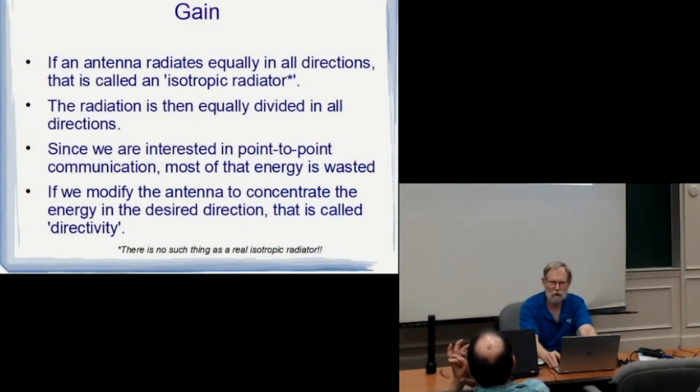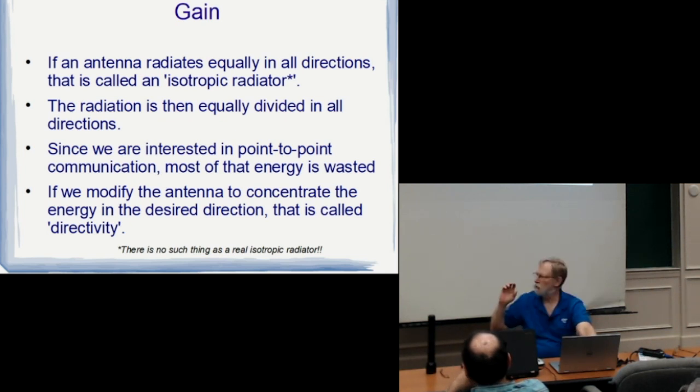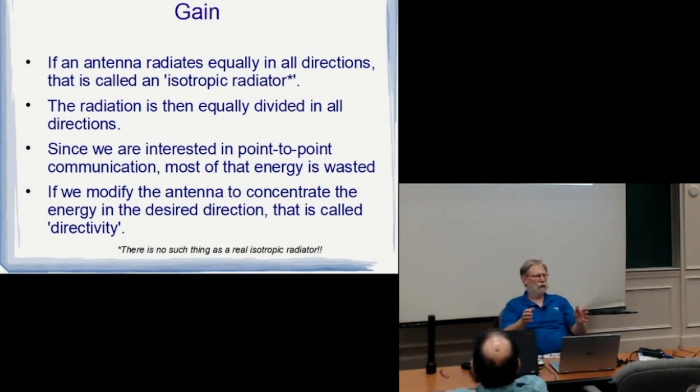Since what we're really interested in is point-to-point communication, from here to there, from me to you, that's usually considered straight-line communication. Any energy that's not going in that direction is essentially wasted. So if we modify an antenna to concentrate the energy in the desired direction, that's called directivity. Directivity refers to the geometry of the situation, and gain refers to the signal strength of the situation.